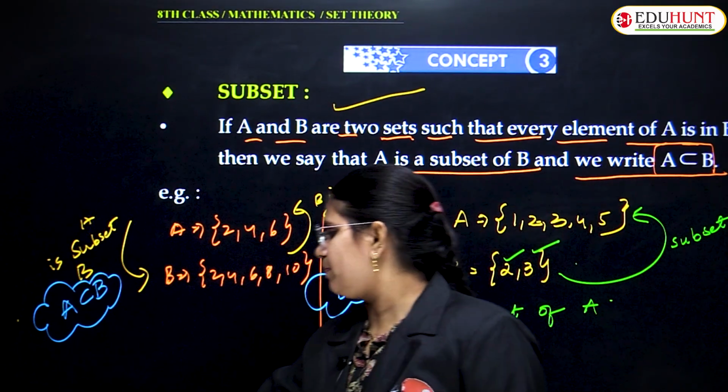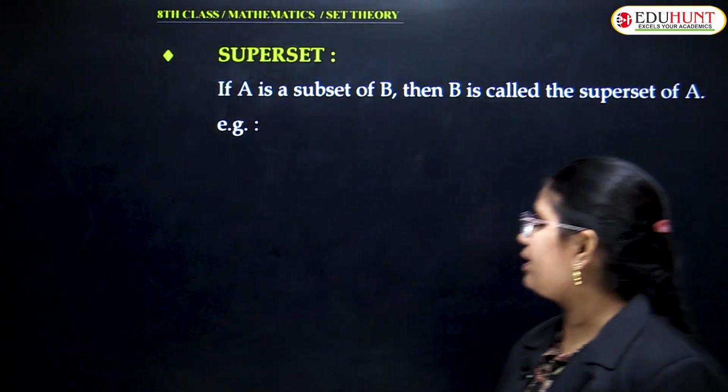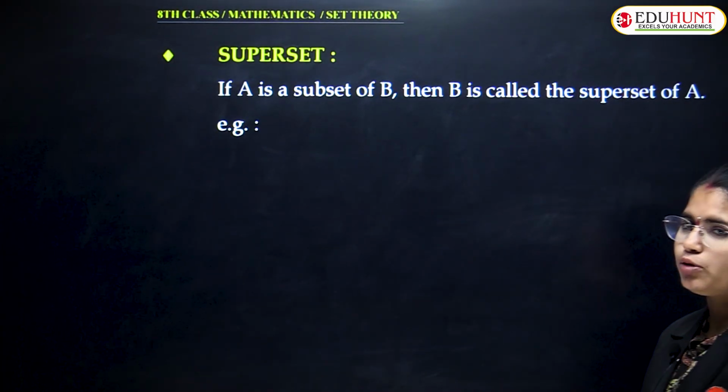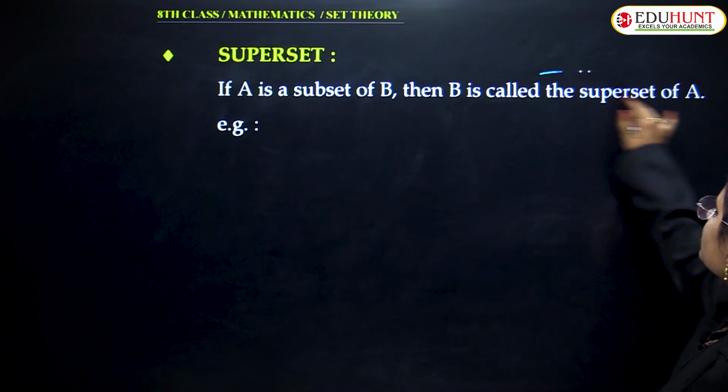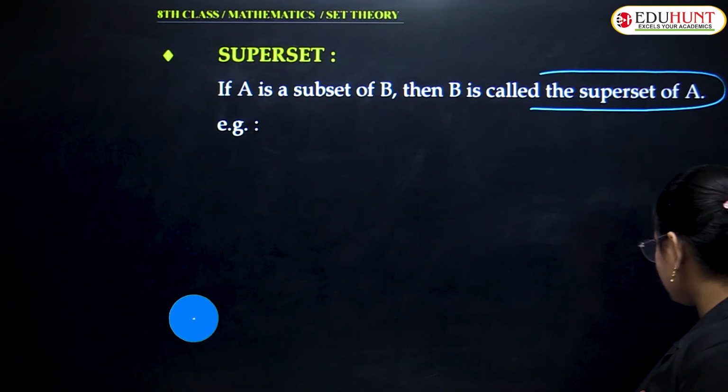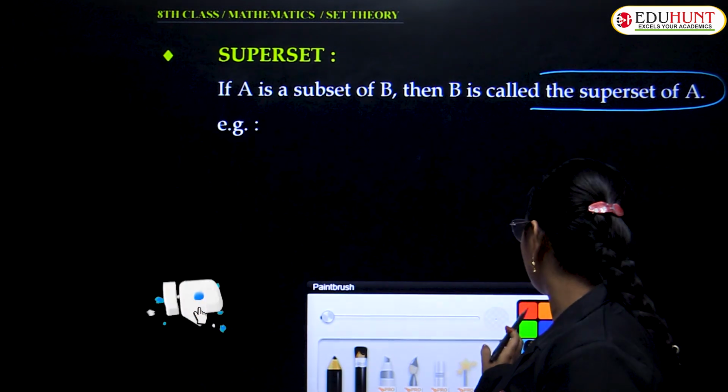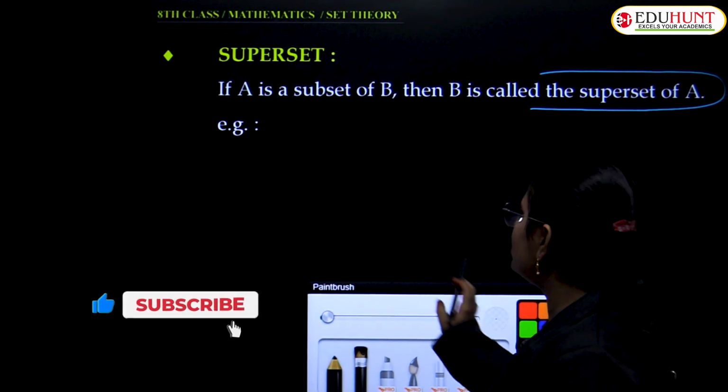So what is my next slide? I have explained about superset also. If A is a subset of B, then B is called a superset of A. Just now we have discussed, right? The bigger set, the main set, is called the superset.